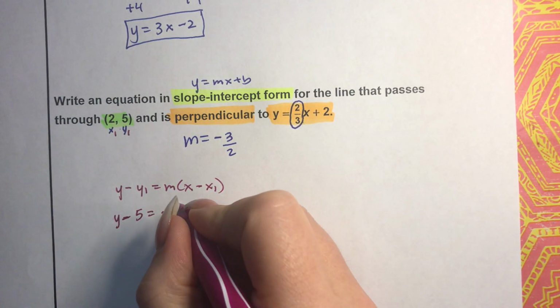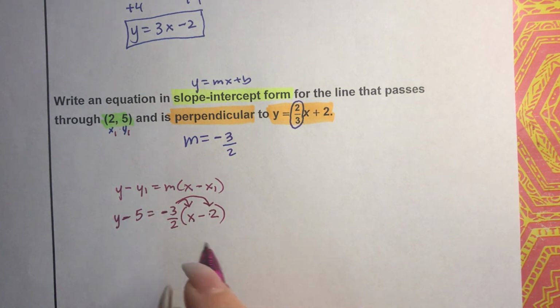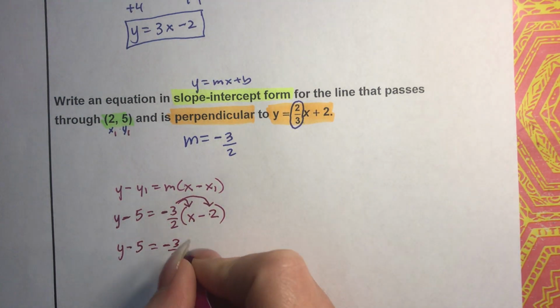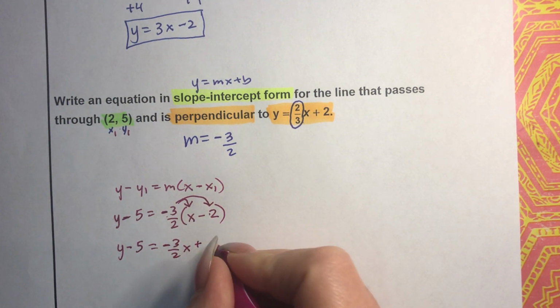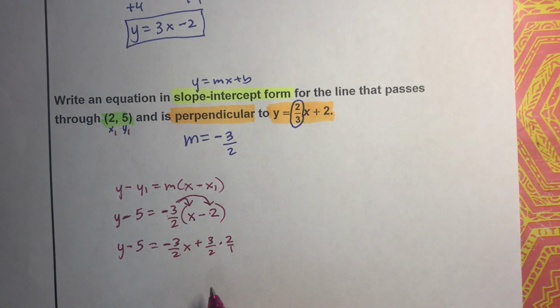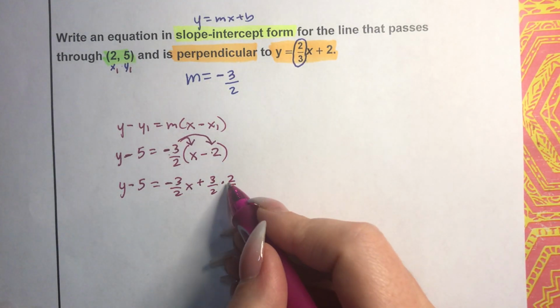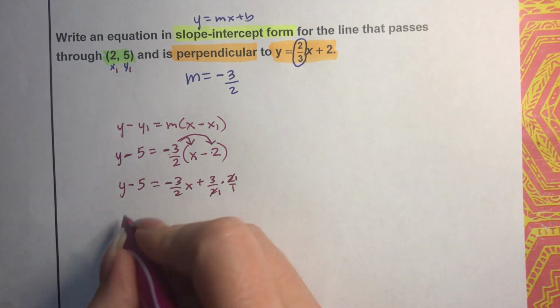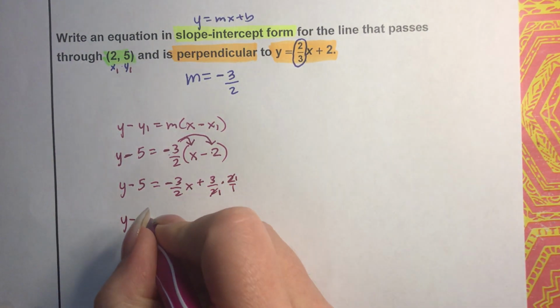Okay, then I just need to distribute this to both things. And I end up with y minus 5 equals negative 3 over 2x. Negative times a negative is a positive. 3 over 2 times 2 over 1. So I'm multiplying fractions here, and those cancel out. 2 goes into 2 one time, 2 goes into 2 one time. Then I just simplify.